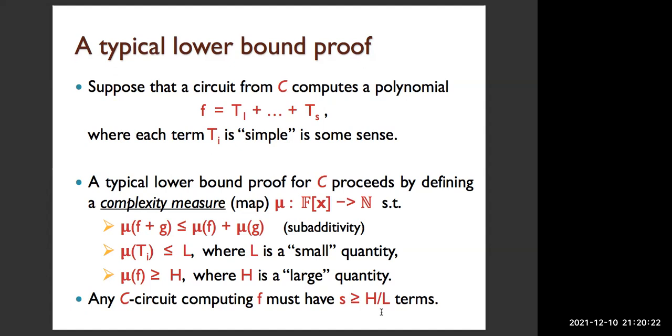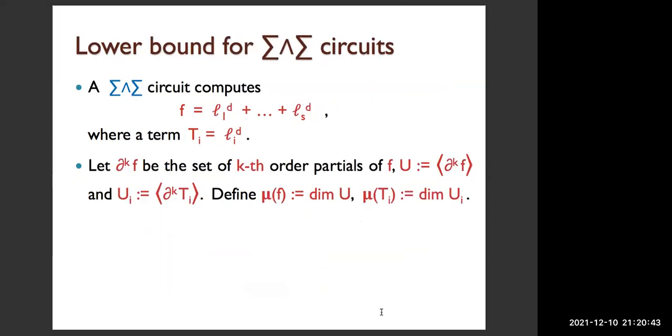Okay, but there is more to the story, that it is not just these complexity measures, but the origin of this complexity measure. It turns out that these measures in these proofs are actually dimensions of vector spaces that are associated with the polynomial f and the terms. So let's go further, dig deeper, and see how these vector spaces come up by looking at, again, depth 3 powering circuit.